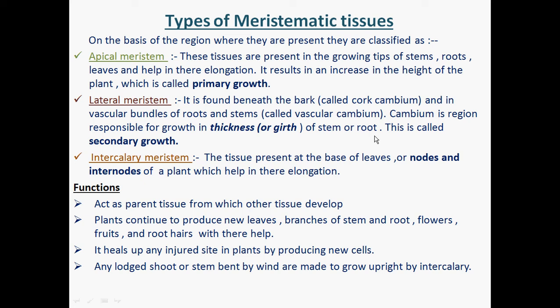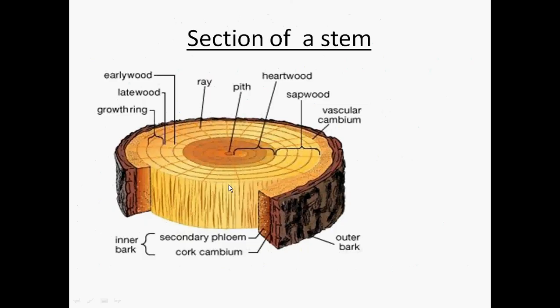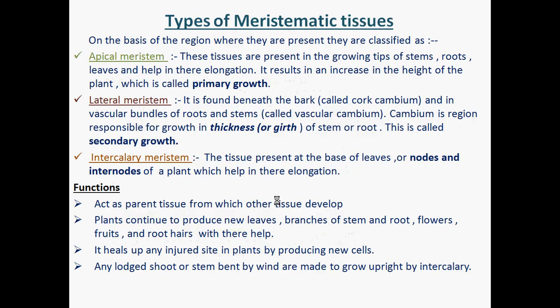So the cambium is the region responsible for the growth in the thickness or the girth of the stem or the root. Now, let us understand, students, with the help of this figure. See, there are certain layers in the cross section of the plant which are known as the vascular cambium and cork cambium. Through the cambium, as it grows, the thickness increases, and this is what we call growth in girth. And it is the lateral meristematic tissue that is responsible for increasing the thickness and girth.